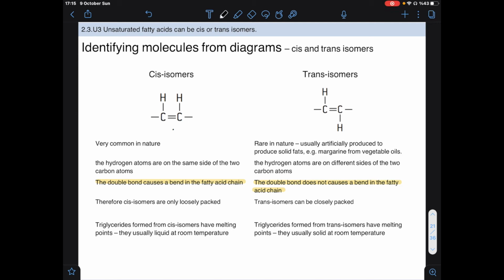For example, margarine is a trans fatty acid. So this means that cis isomers are healthy, while trans isomers are bad for our health since they're not found in nature. And so we said before that unsaturated fatty acids were liquid at room temperature. However, since these do not bend and they're artificially produced, they are solid at room temperature. Again, margarine is a very important example of this.